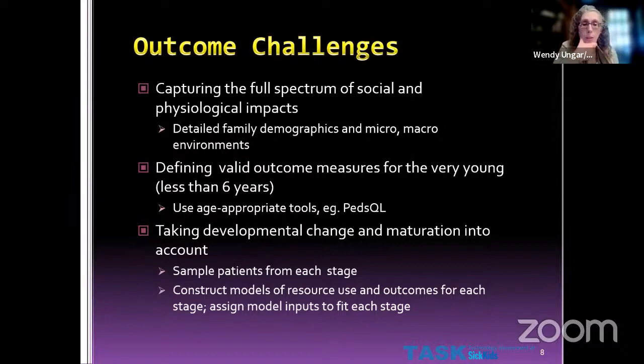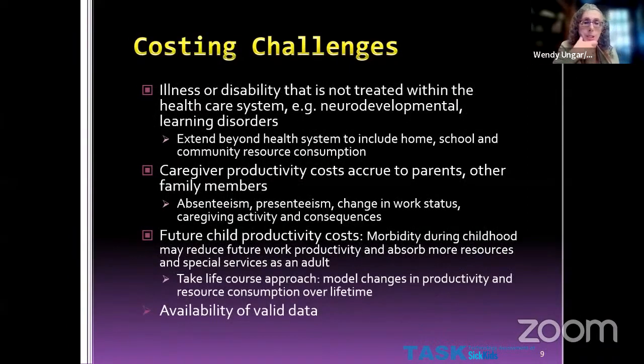Very difficult to do, but there are increasingly tools available to us. And again, taking developmental change and maturation into account. We've done this where, for chronic diseases over the life course, we sampled patients from each stage of development or each age group, understanding that the patterns of resource use and response to treatment will differ for these different age groups. So you can actually construct different models, treat them all like a separate sub-model in order to look at this information and to analyze and synthesize it.